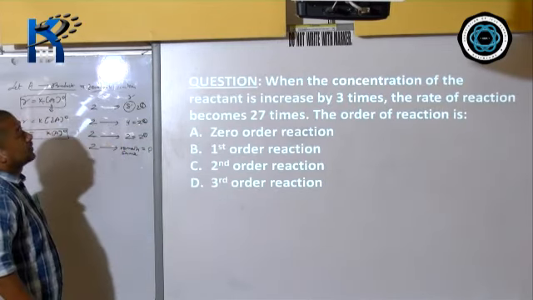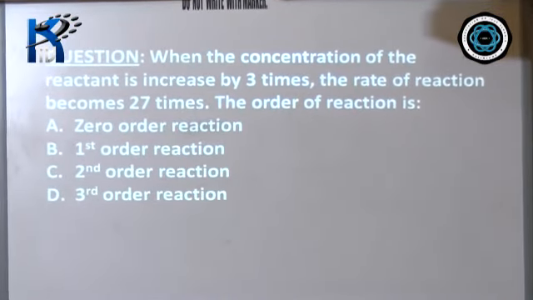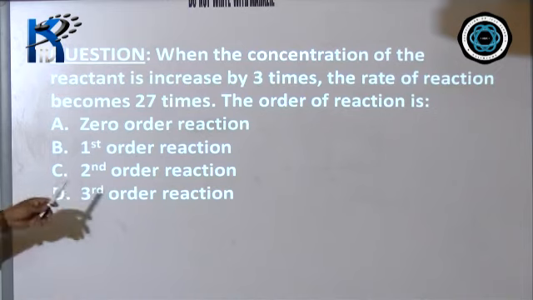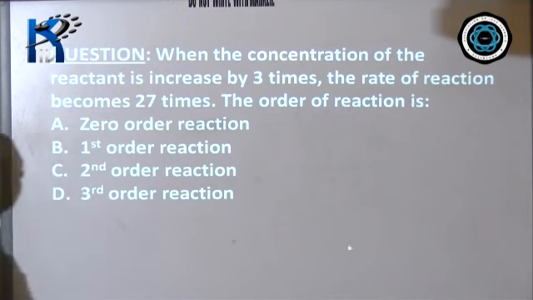Now I have given you one objective question here. When the concentration of the reactant is increased by 3 times, I repeat again, when the concentration of the reactant is increased by 3 times, the rate of reaction becomes 27 times. So the order of reaction is, you have 4 options in which you have to choose the correct answer. It is 0 order, first order, second order, or third order. Now if you see out here, students, you increase the concentration by 3 times, rate is becoming 27 times. So what is 27 of 3? 27 means 3 cube, power 3. So the answer will be D, that is third order reaction.